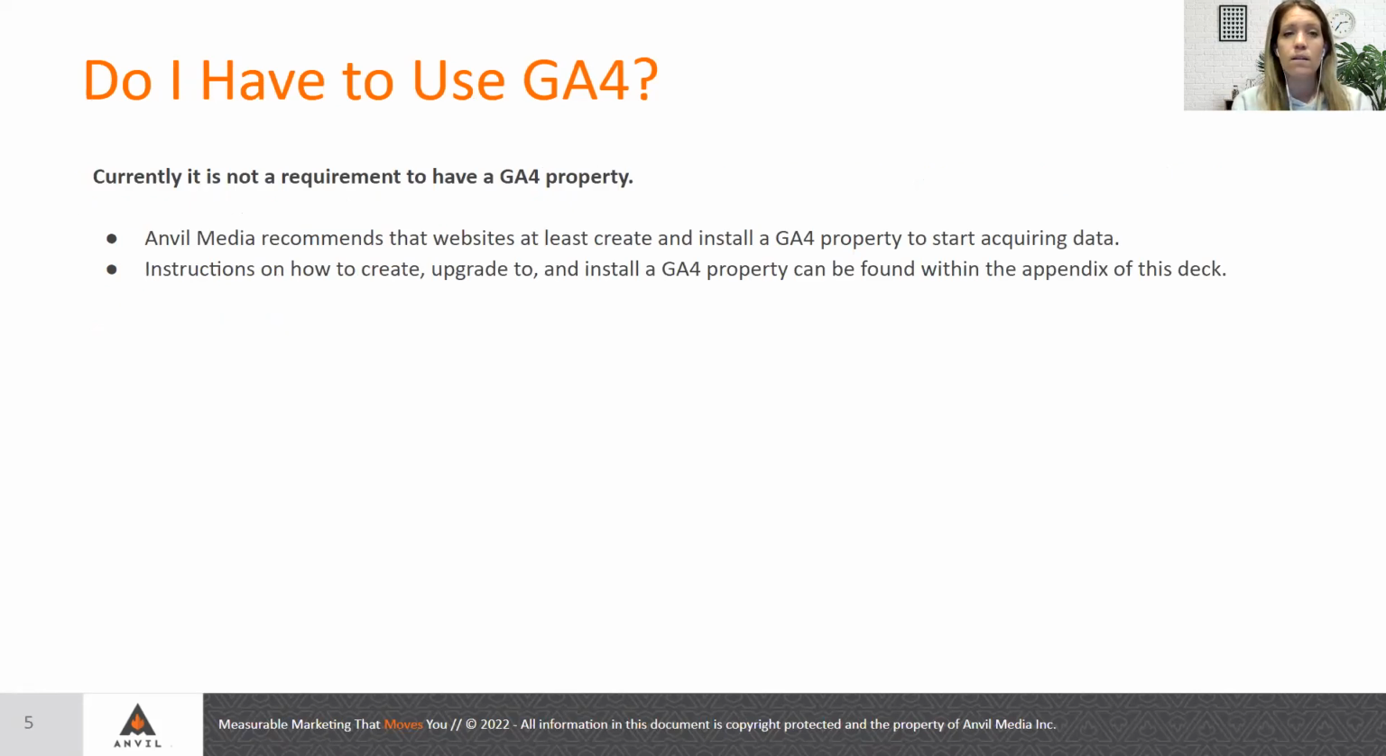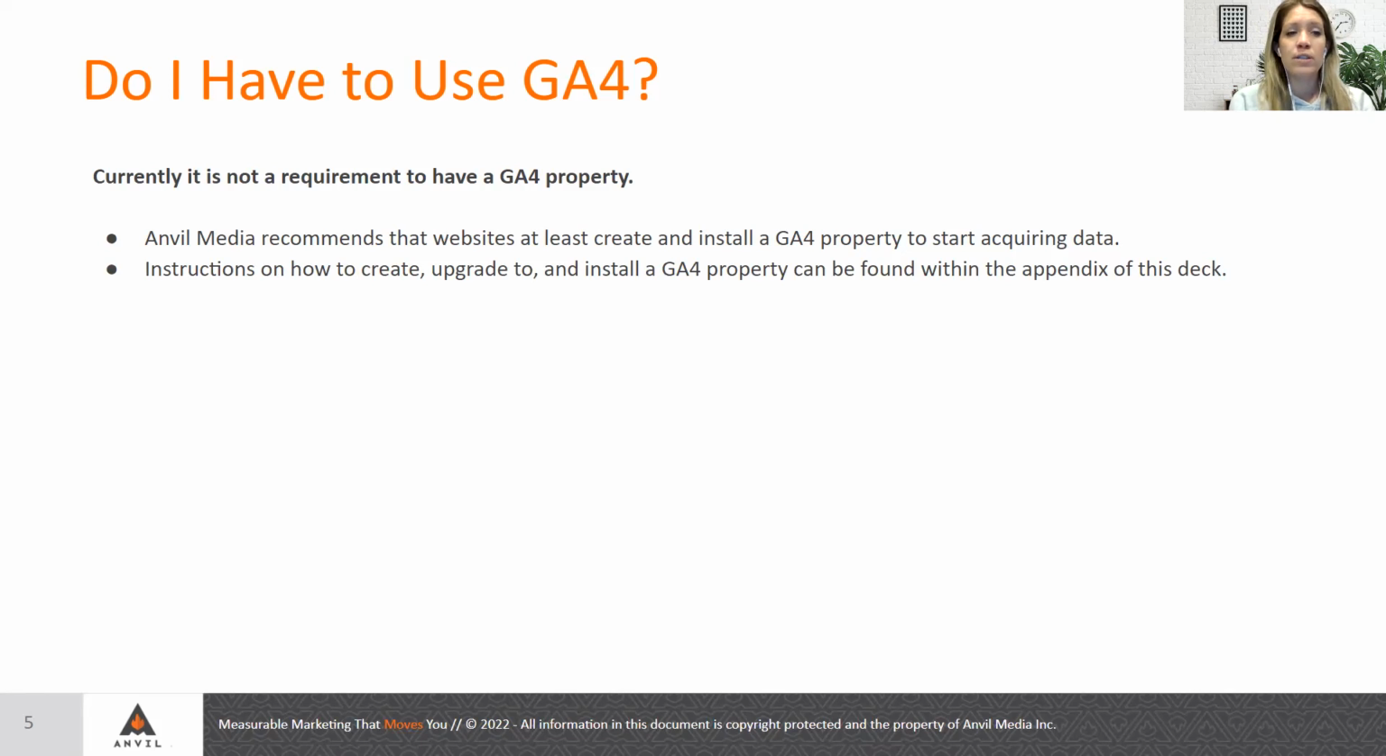Do you have to use Google Analytics 4 at the very moment? And the answer to that is no. At the very moment, it is not a requirement to have a Google Analytics 4 property, but Anvil Media, we recommend that you at least create and install a Google Analytics 4 property just so that you can start acquiring data within it. So in the long run, once Google actually makes us effectively switch to a Google Analytics 4 property, you won't have to start from scratch. You'll already have a GA4 property that has historical data within it. So that way it'll just be an easy transition for you.